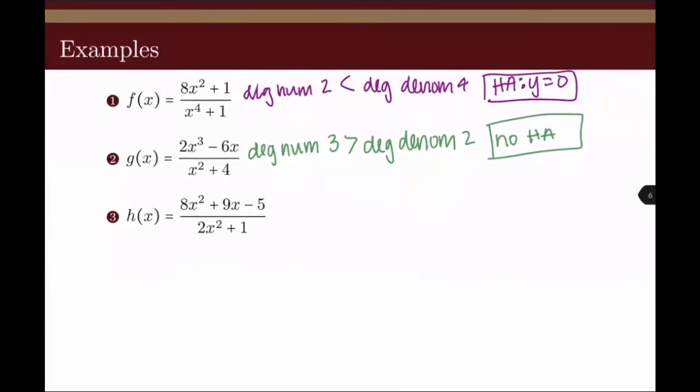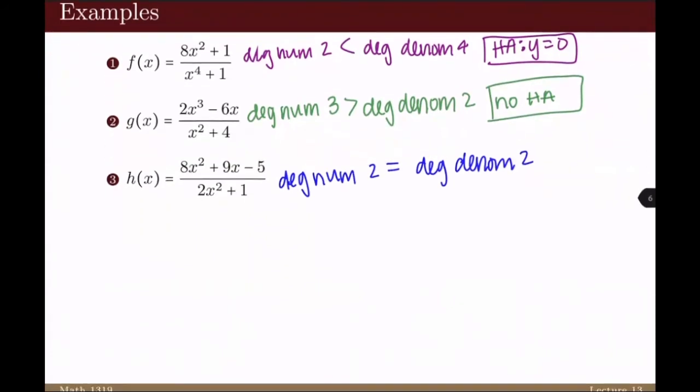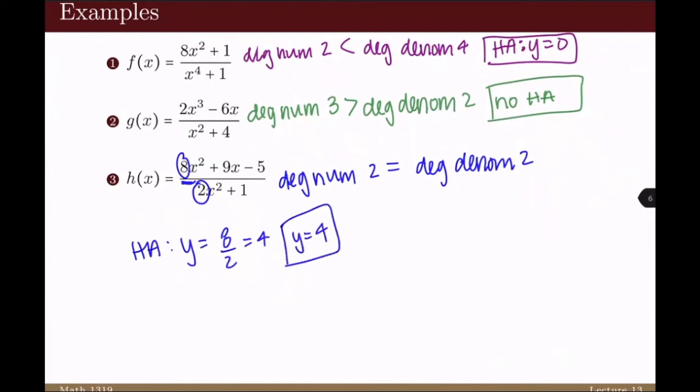All right, last one. The degree of the numerator is 2, and the degree of the denominator is 2. So our degrees are equal. That means our asymptote is going to be the coefficients of our x squared terms. So the coefficients are 8 divided by 2. That means our horizontal asymptote is y equals 8 divided by 2, which is 4. So y equals 4 would be your answer. Not too bad, right?